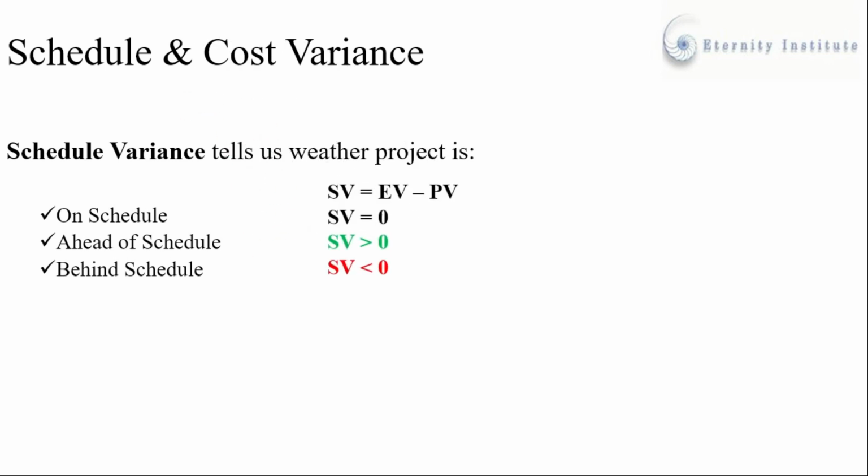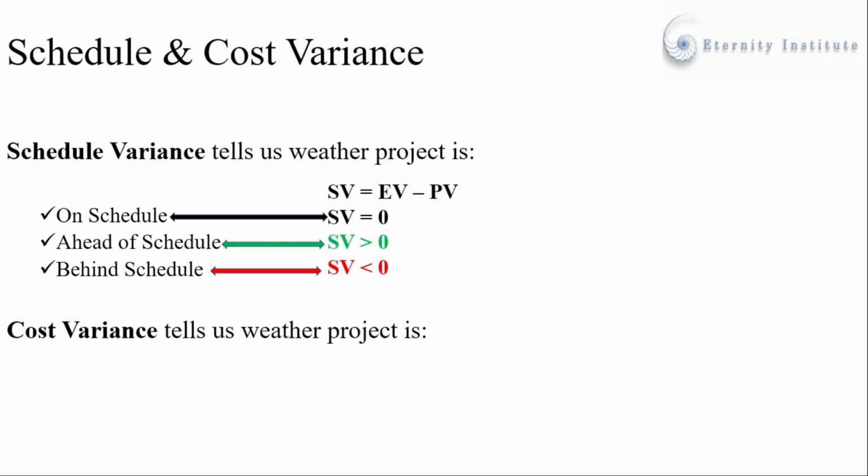As we know, the formula for schedule variance is earned value minus planned value. Mathematically speaking, if our schedule variance equals 0, it means our project is on schedule. Similarly, if our schedule variance is greater than 0, we are ahead of schedule, and if our schedule variance is less than 0, our project is behind schedule. Let us apply these concepts on our project.